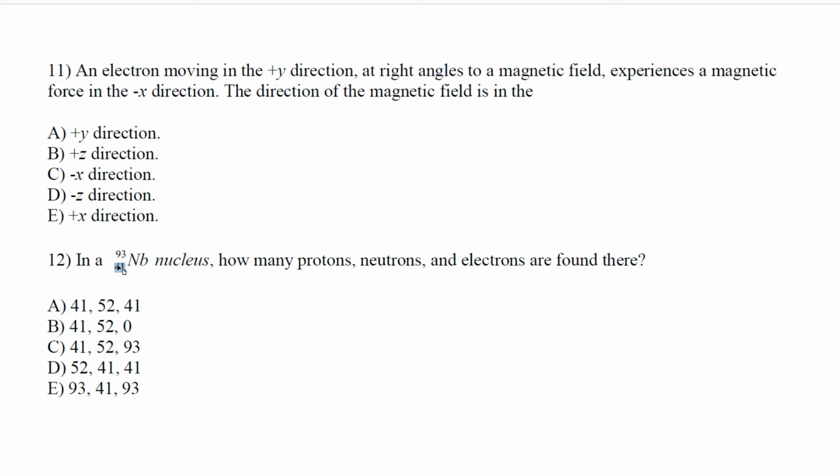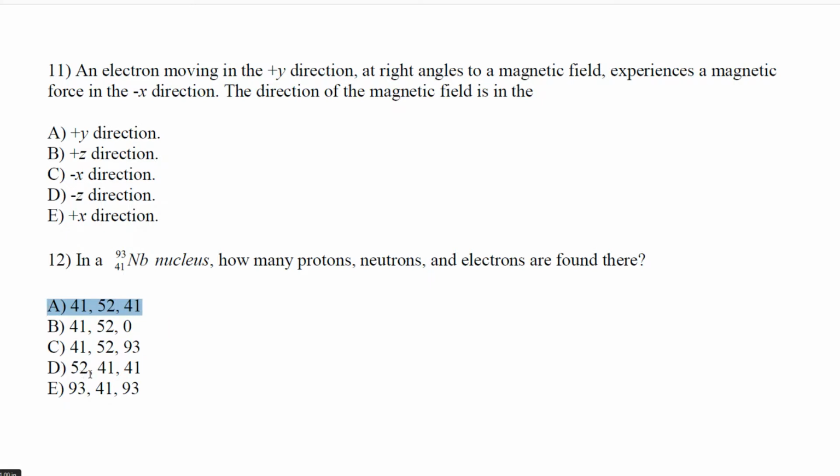So we know that there are 41 protons, but if the atom is to be neutral, in other words, having no total or net charge, that must mean that there's an equal number of electrons. So 41 protons and 41 electrons. So the first answer and the last answer in this case have to be 41. So that could be A.